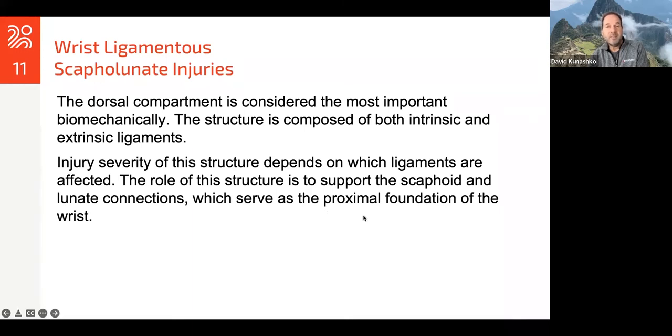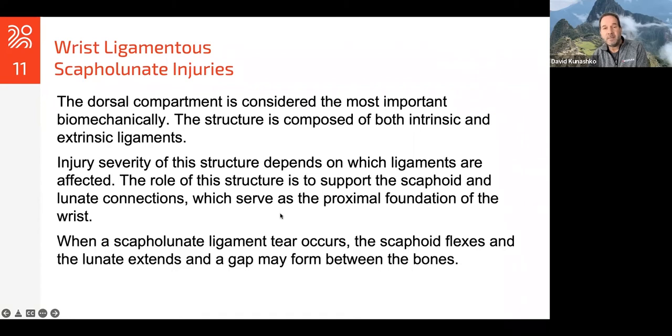So the role of this ligament is to support the scaphoid and lunate articulation, because this articulation in particular serves as a proximal foundation for movement and stability at the wrist. So when you have tearing or a sprain at this area, the scaphoid will flex and the lunate extends, and it can form a gap between the bones. It's not uncommon to get a hairline fracture of the scaphoid as well during this.